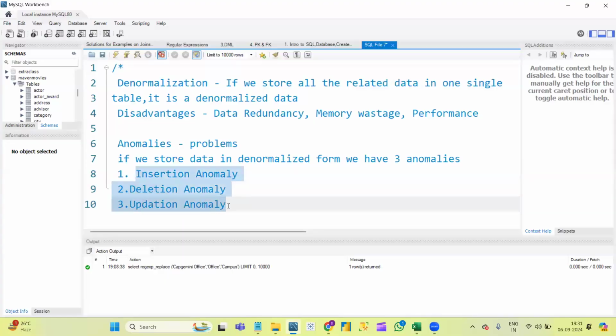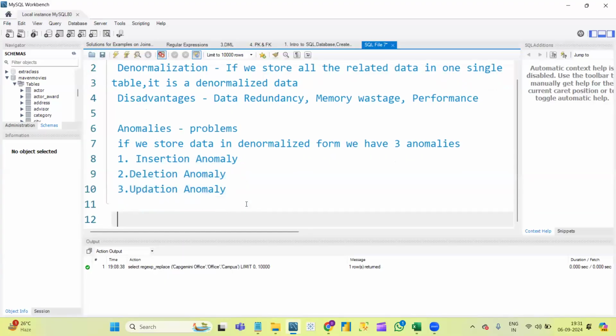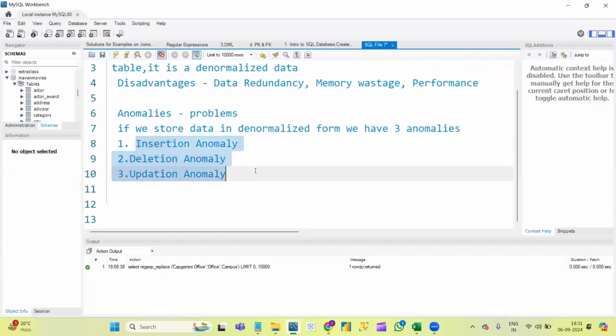What are these anomalies? We will see now in detail. These are basically the problems we face if we store the data in denormalized form. We will see each one of them using some examples. After that, as we are facing such problems, we introduced a concept called normalization. Okay, did you get my point?